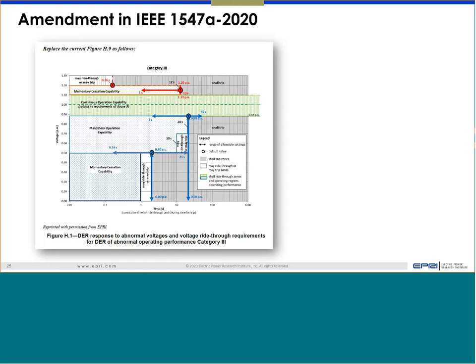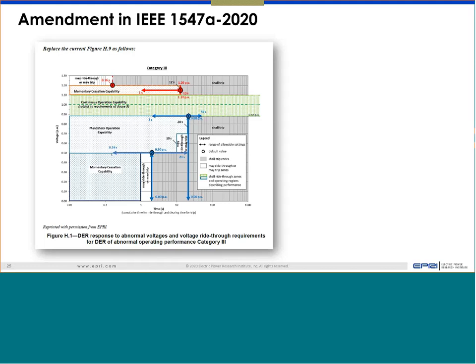So in the 2018 version, overlap was not allowed. That trip setting was adjustable, but it cannot overlap the ride-through requirement or momentary cessation requirement. So that's being now changed in the amendment, especially for category 3. I don't think there is any change in category 1 or 2. Only for category 3, it now allows these trip settings to be configured or adjusted, overlapping the ride-through requirement. For example, 88% can now go all the way to 2 seconds, and 0.5 can go all the way to 0.16 seconds.